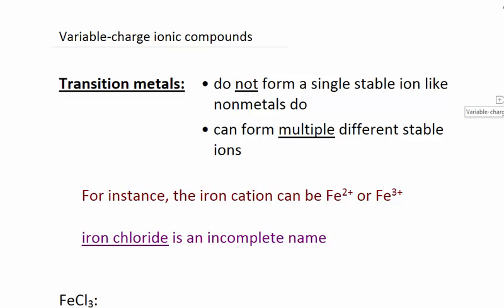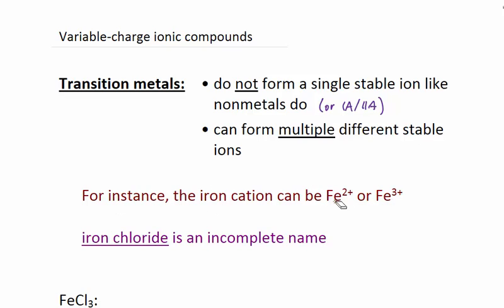What's interesting about most of the transition metals is that they do not form a single stable ion the same way that nonmetals do, or 1A and 2A do. Okay? 1A always forms a 1 plus charge, 2A always forms a 2 plus charge, aluminum and gallium always 3 plus. Transition metals do not just have a single one that they form. They can form 2 plus or 3 plus or something. They can form multiple different stable ions.